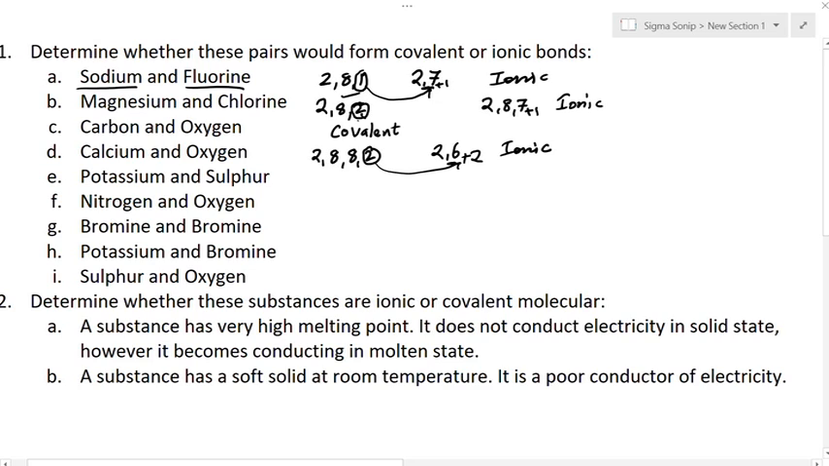Okay, so the first one is: a substance has a very high melting point. It does not conduct electricity in the solid state. However, it becomes conducting in the molten state. Now, all these properties are of ionic substances. Likewise, the next one is: a substance is a soft solid at room temperature, and it is a poor conductor of electricity, which means obviously that it is a covalent substance.